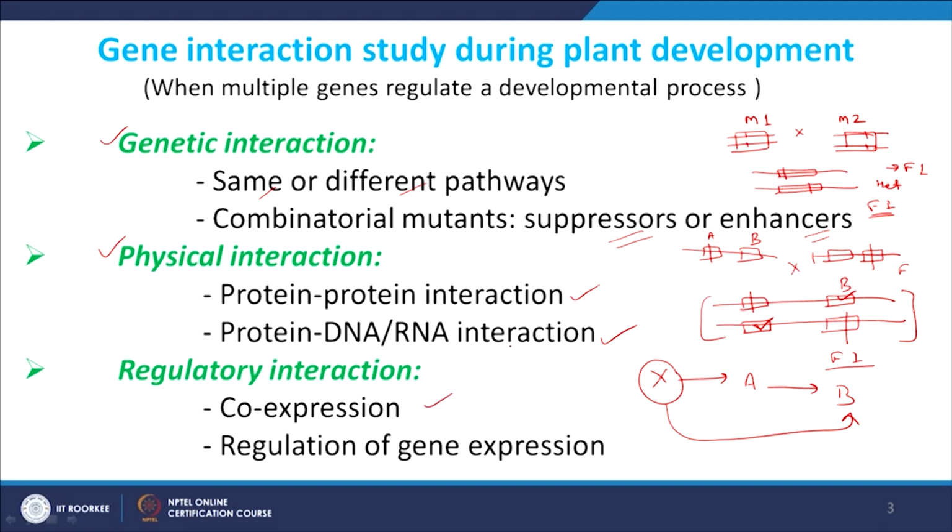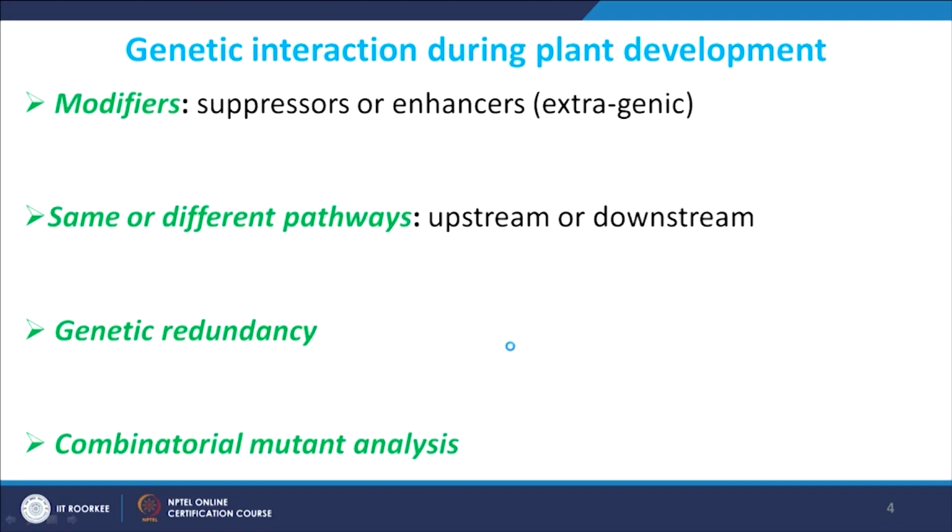You can also take help of co-expression analysis. If you check a particular tissue or developmental stage and identify the genes which are co-expressed, you can predict that there might be interaction between them if both are present in the same cell or the same tissue. So we'll take them one by one. First, start with genetic interaction.